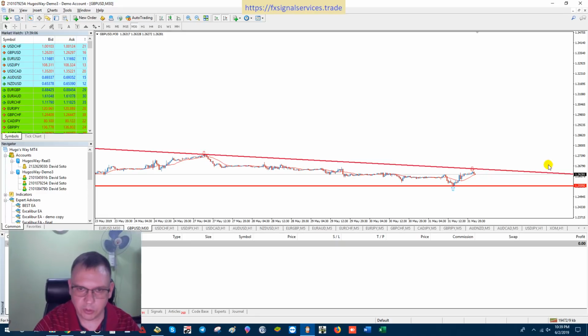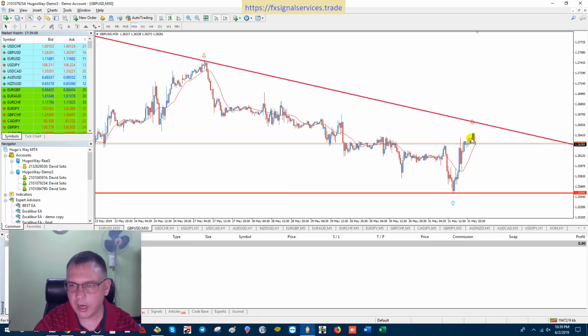So if you're looking at a 30-minute chart, I would wait for this to form another blue arrow, or another buy signal, and then buy and hold long term. Okay, so that's my prediction for Pound USD this week.